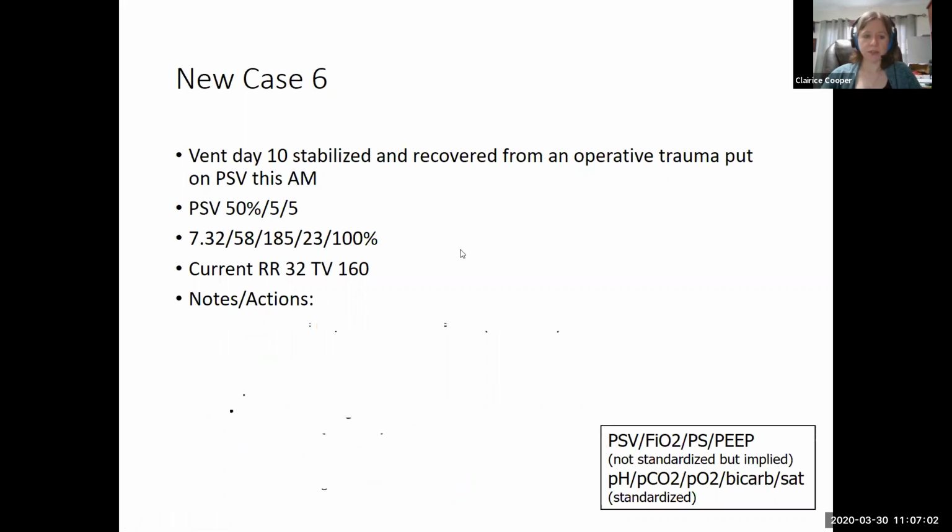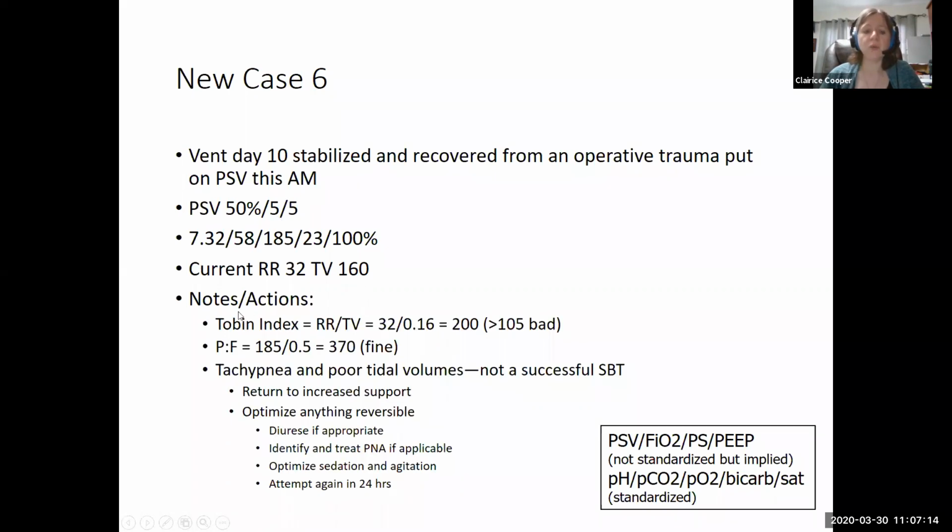So this patient, same settings as the last one, same situation as the last one, except on this patient's spontaneous breathing trial, the respiratory rate is 32 and the tidal volume is only 160. We can see that the Tobin index, or the RSBI, is too high. 32 divided by 0.16 is 200, too high.